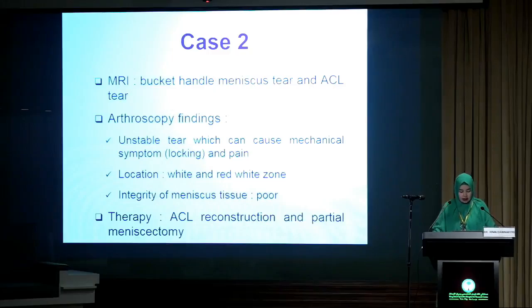The finding is an unstable tear, which can cause mechanical symptoms, locking and pain, located in the red-white zone, and the integrity of the meniscus tissue is poor. So the therapy is ACL reconstruction and partial meniscectomy.